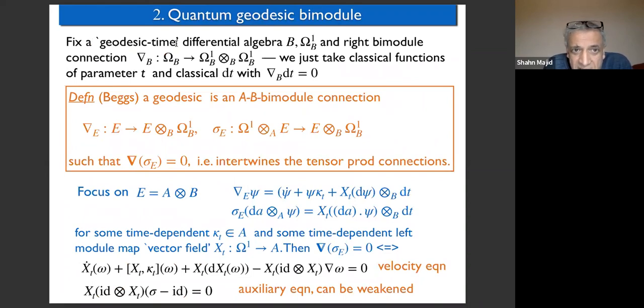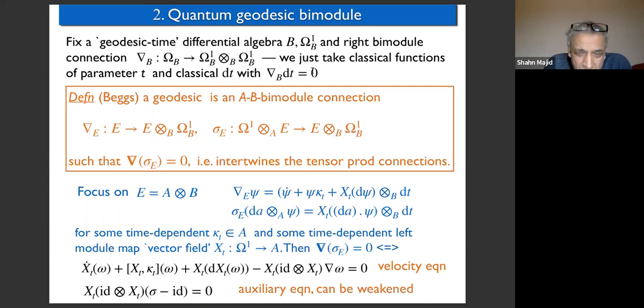We're going to first fix B, the algebra of time coordinates, the parameter space for the geodesics. So we're just going to make it completely classical. B is functions in one variable, C infinity of T, if you like. And omega one B is the classical differential calculus, so it's just generated by dt. And nabla B is just going to be zero, the flat connection. So nabla B dt is zero. So in this project, B is going to be completely classical and one-dimensional.